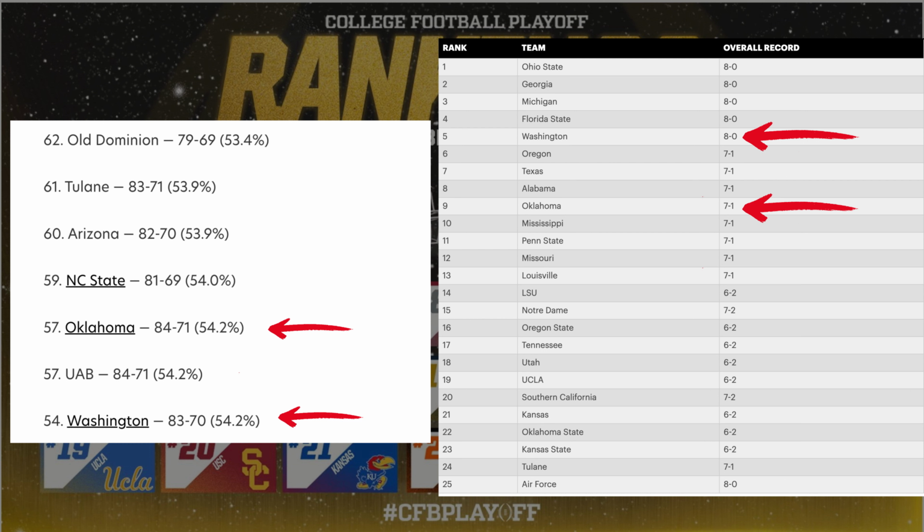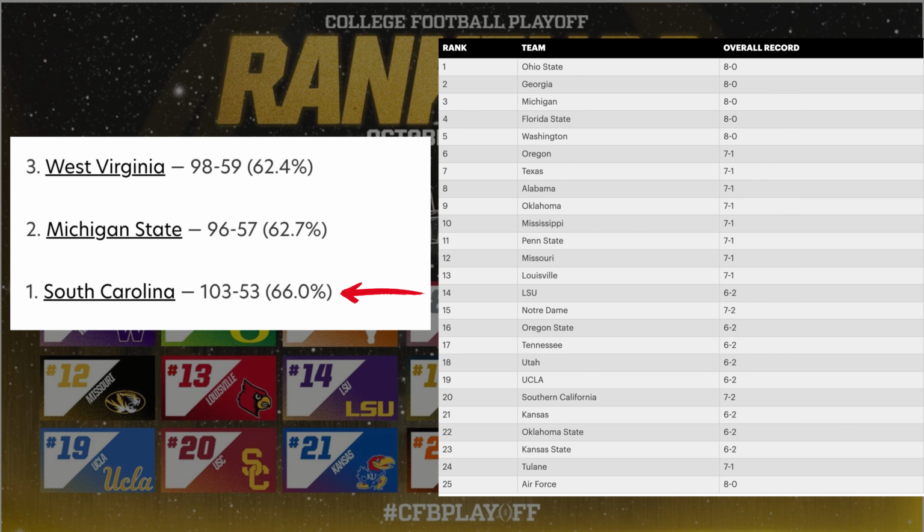And then at the end of that, South Carolina, which isn't ranked. However, it looks like they have the hardest schedule. Their strength of schedule ranks at number one, with their opponents having 103 wins versus 53 losses. So pretty much they had a rough go of it last time.